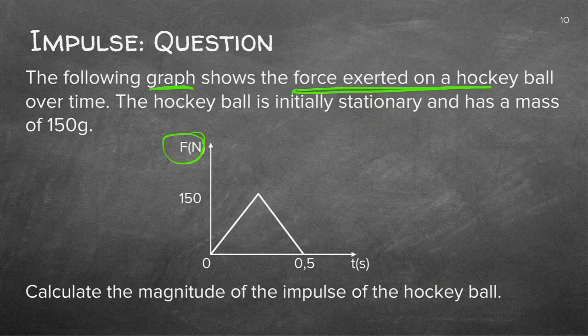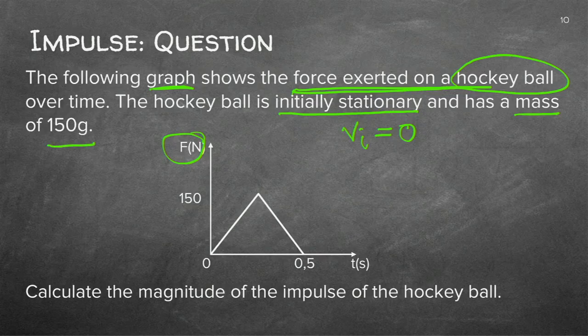And this force is exerted on a hockey ball. So it's a hockey field where they are playing hockey. And they said to me, the hockey ball is initially stationary. That means the Vi, the initial velocity, is 0 and it has a mass of 0.150 grams. And immediately, you heard me, I wanted to say 0.15 kilogram, because you know you've got to put that into the SI unit.